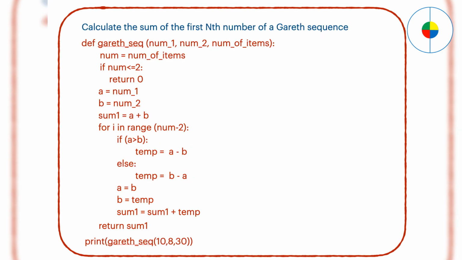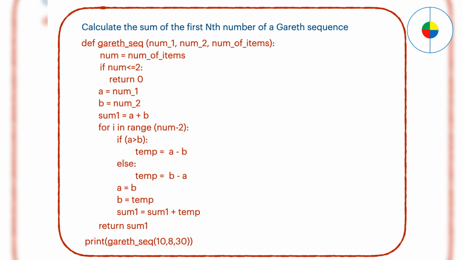Firstly, you need to define the function. The name of the function is Gareth_seek. There are three parameters. num_1 is for the first number, num_2 is for the second number, and num_of_items is for the number of items. We use three parameters, so that the solution can be more versatile. You can input any two numbers to calculate the sum of any numbers of items.